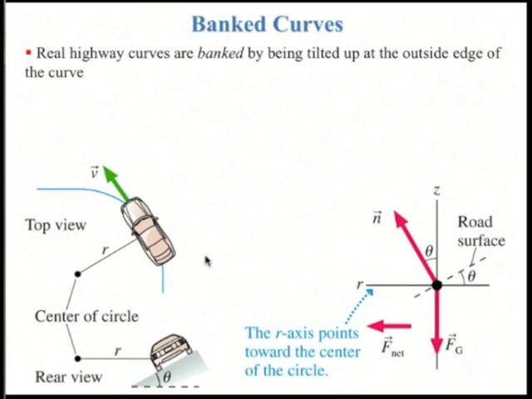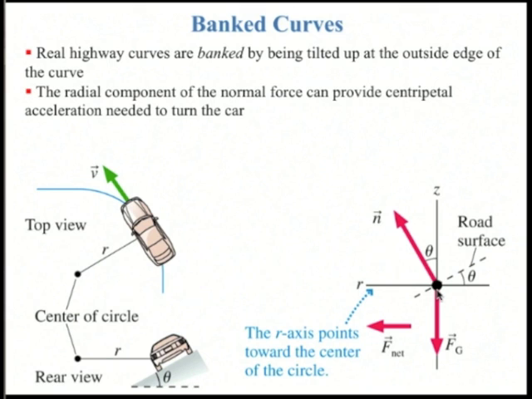So real highway curves are banked. If you look at the top view of a car going around a curve, you see this circular curve, there's the velocity, there's the radius of this circular path, center of the circular path. If you look at the rear view of the car driving away from you down into the page here, here's the center of that circle going off to the left horizontally, and here is the banking angle, theta, of the curve.